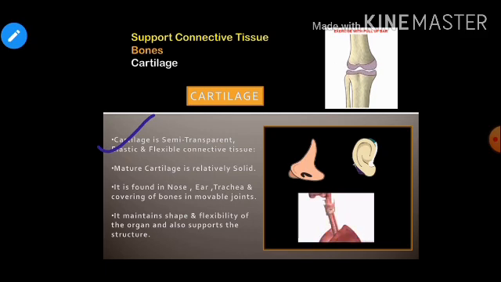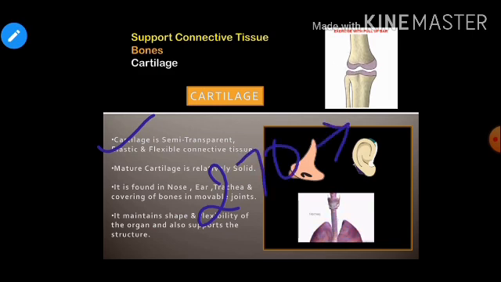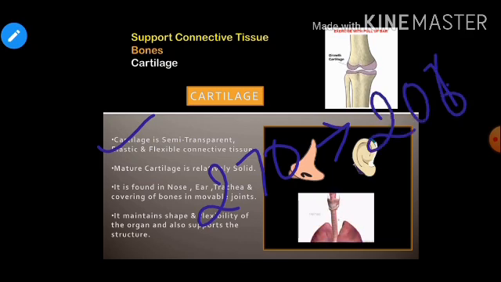When a baby is born, it has around 270 bones, but as the baby grows up, many bones fuse together, right? And adult human beings have 206 bones. So in the baby there are 270 bones, which as the baby matures into an adult become 206 bones. Cartilage is replaced by bone, right?